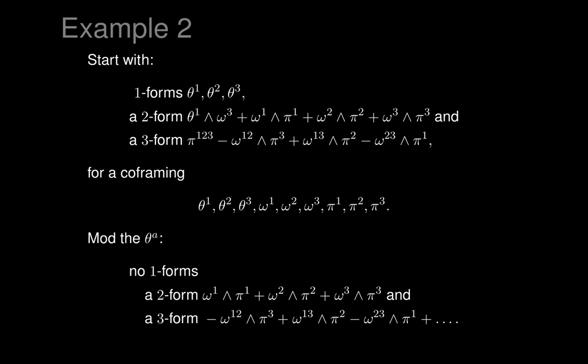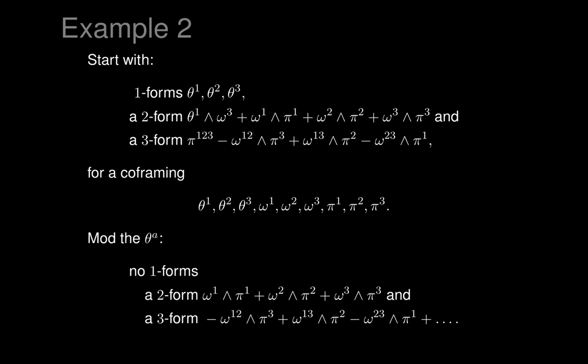And on this 9-dimensional manifold, we've got an exterior differential system which has a basis at each point of 3 1 forms, a single 2 form, and a single 3 form. Now we mod out by the 1 forms because we compute tableau with 1 forms modded out. So in other words, we drop the 1 forms from any term where they show up. So the thetas are going to disappear. Mod the thetas, there are no 1 forms.